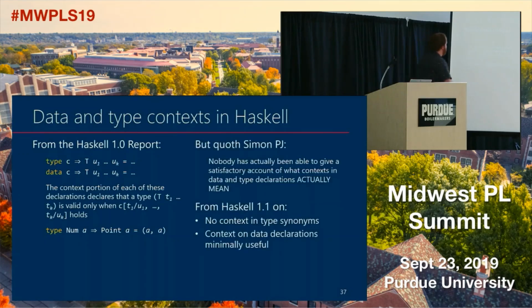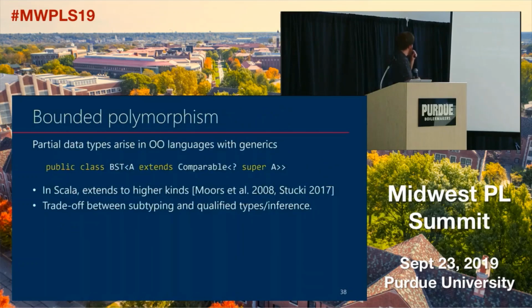There's an email from Simon PJ a little bit later. Nobody has been able to give a satisfactory account of what context in data and type declarations actually mean. And so if you look in the source code of GHC right now, these contexts are still around on data declarations, and the variable in the GHC source code that stores it is called stupid theta. We think we've given them back the meaning that the designers of Haskell wanted them to have all along, and it's kind of a pity that Phil's not here to hear that.